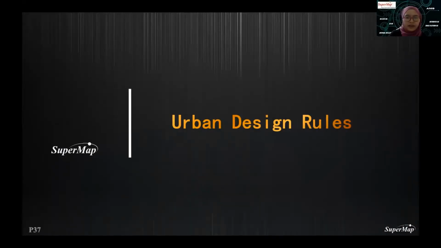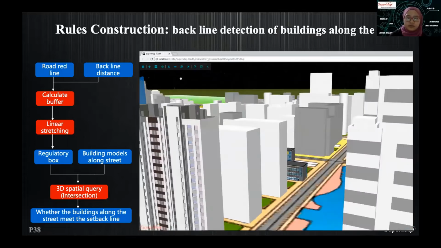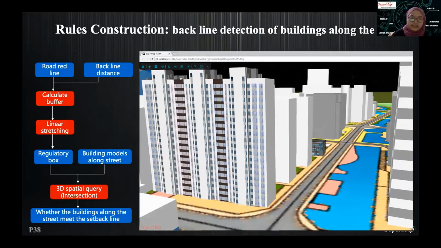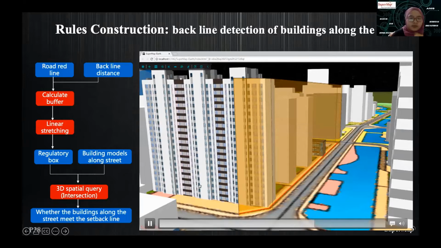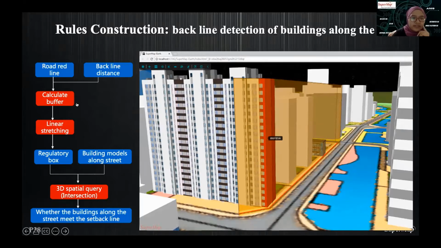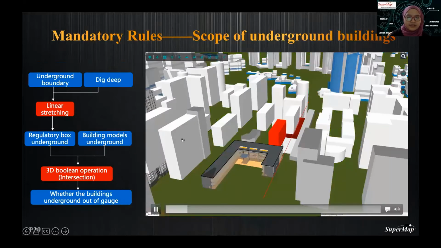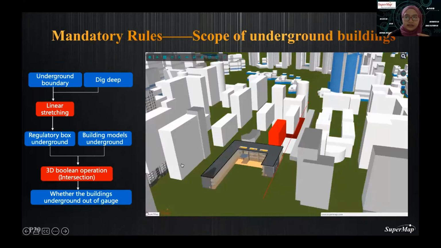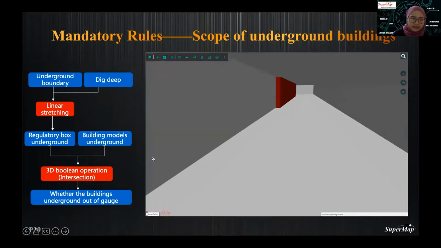Okay, so now I want to talk about urban design rules that will be applied from the GIS platform. The first rule construction is backline detection of buildings along the street. The orange shows the line detection, and the red color shows the buildings that are over the boundary. The left side here shows the workflow to apply the urban design rules using the tools in the SuperMap GIS platform. And the next one is we can help you to design the underground space so that it will not be out of code.